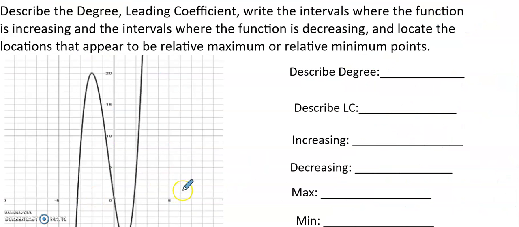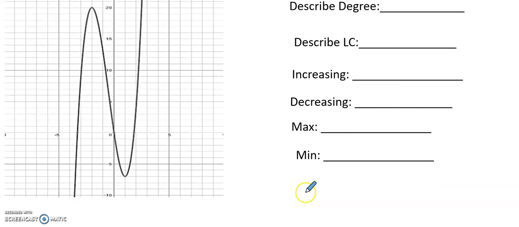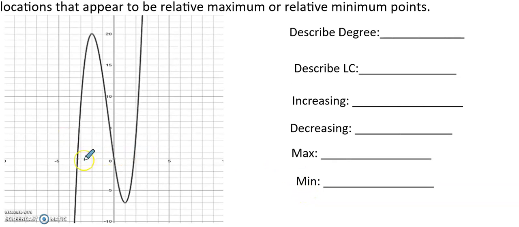All right, I want you to try this one on your own. We haven't seen this yet, but when we say describe the degree or describe the leading coefficient, all we're saying for the degree is, is it even or odd? And for the leading coefficient, is it positive or negative? So try to do that, and then identify the increasing and decreasing intervals as well as the maximum and minimum. Notice that the x-axis is right here, and this is -5, if that helps. Pause the video, unpause when you're ready to check.